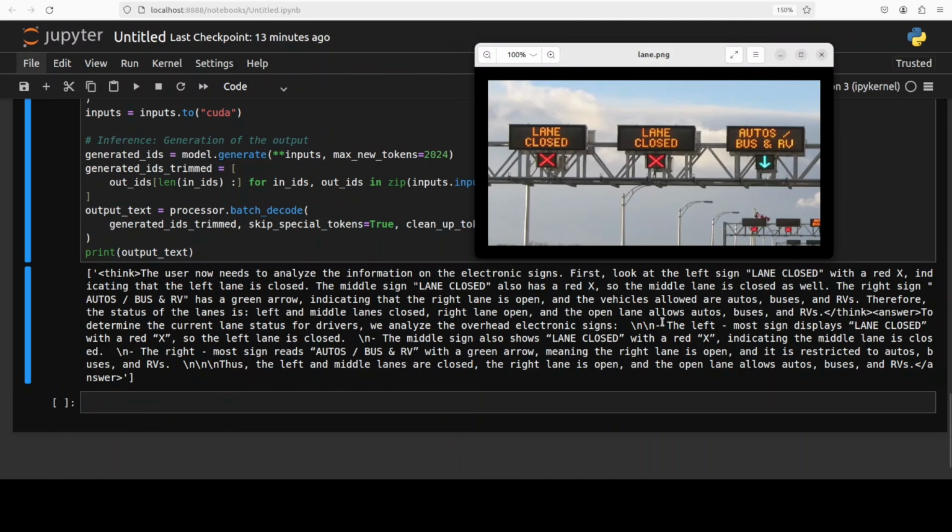So you see, it has done the thinking. It has checked what exactly we are asking, but interestingly enough, it is not really thinking back and back and back to improve it, like the reasoning models do. But that is interesting. Maybe it does it, it doesn't show us, but I don't know. So the answer is to determine the current lane status for drivers. We analyze the overhead electronic signs, this and this, and then it has correctly given which lane is open, what are the restrictions, and all that stuff. So pretty good. Okay, so that is interesting.